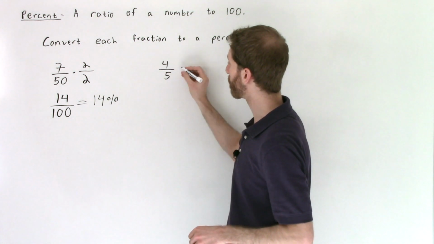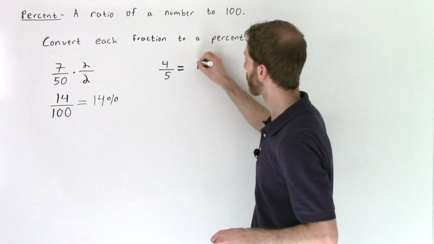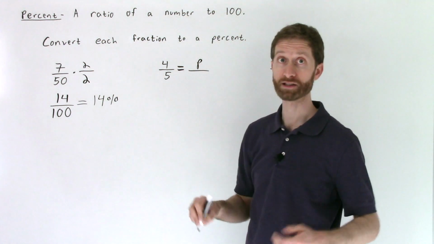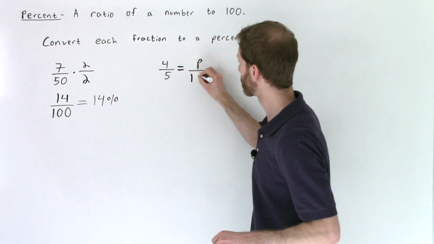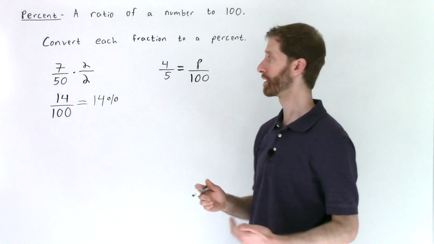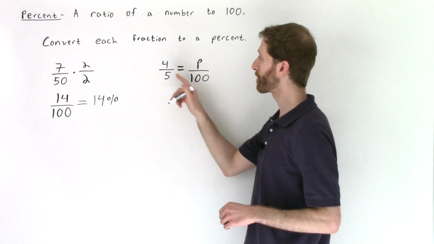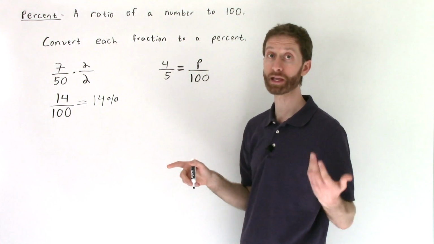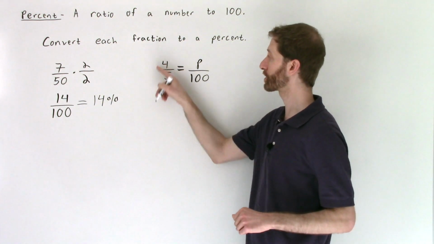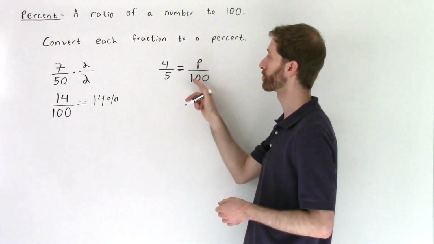So I've got that 4/5 needs to be equal to some number, we'll call it P for percent, out of 100. Remember that in a ratio, what we're looking for is just a number compared to another one, right, with division. And in a proportion, we want both ratios to be equal. So we're going to make this into a ratio equal to a number out of 100, per 100.